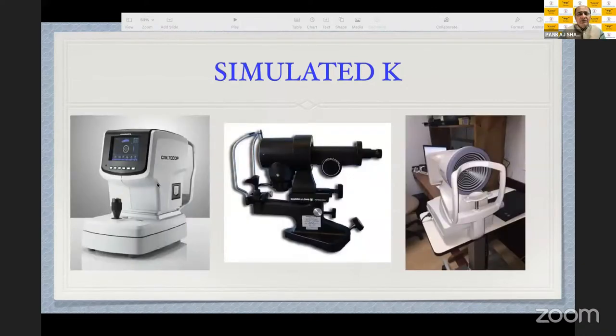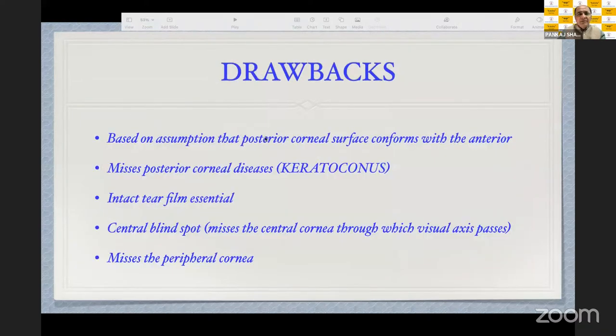Now, simulated K, which we measure, is with either an autoref keratometer, which gives you the K, with a Bausch & Lomb keratometer, or with Placido disc topographs. Now, what are the problems with simulated K? The problems are, first of all, it is based on an assumption. So it misses the posterior corneal diseases.